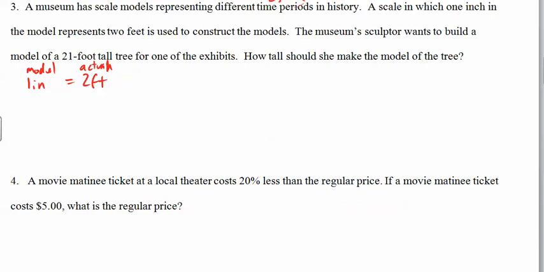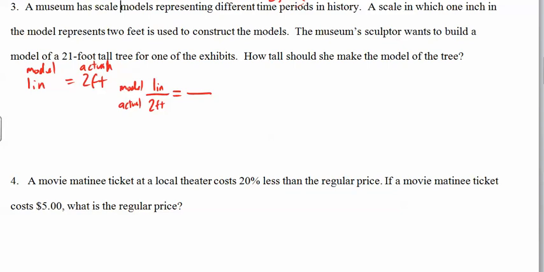Okay? The museum sculptor wants to build a model of a 21-foot tall tree for one of the exhibits. So you can tell here that we have two different situations. When you have one situation being compared to a second, or there's some type of conversion factor, then we know that we're looking at a proportion. I know already that this is not a percent change because there are no percents there. We're not increasing or decreasing by a percent. So I'm going to put 1 inch over 2 feet, where the top is my model and the bottom is the actual.